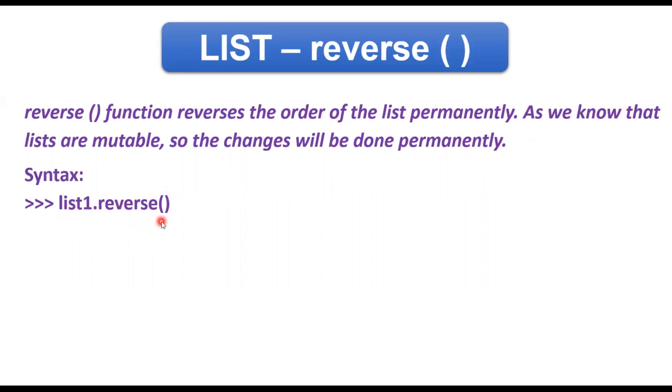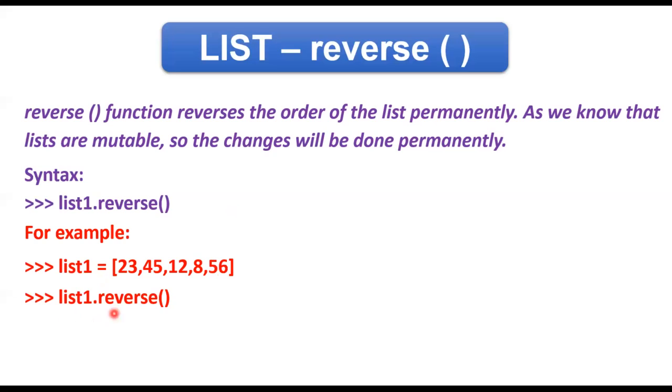list1.reverse(). List1 is my existing list whose order I want to reverse, and reverse is my method. Inside this, we are not going to pass any type of argument. For example, this is my list. Now, if I apply the reverse function onto this list, then I will get this as a result.